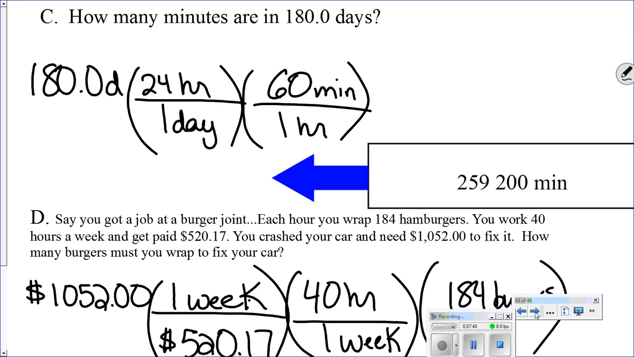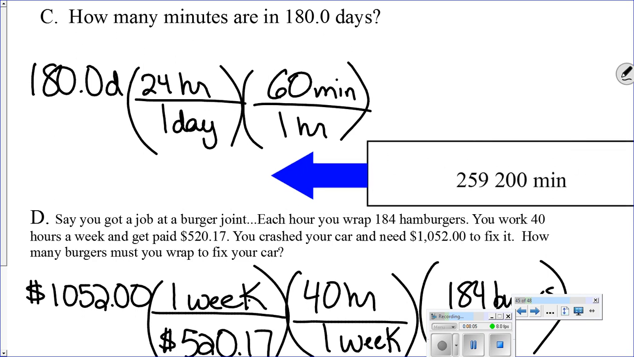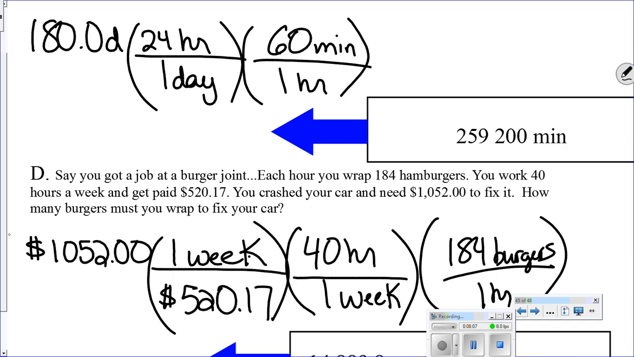How many minutes are in 180 days? I actually gave quite a few sig figs there: 259,200 minutes. Keep in mind too, if you have that comma there, I'm totally fine with that. Just be aware that in other countries, because the comma is used as a decimal, I frequently leave it off.